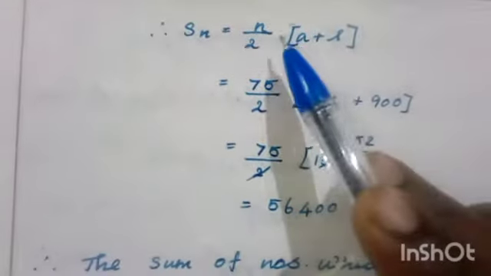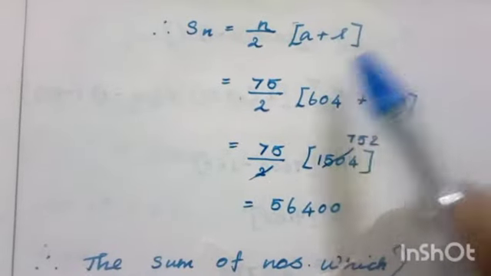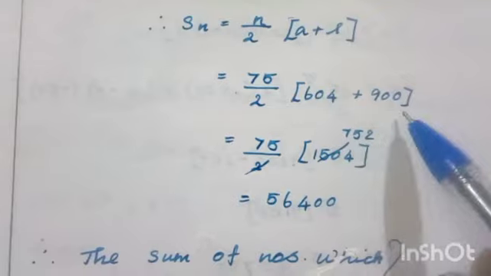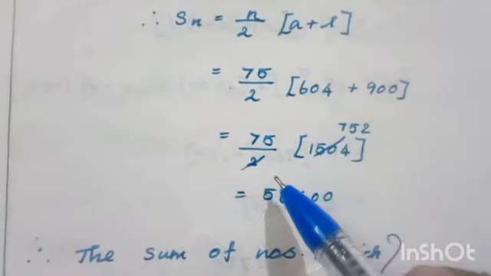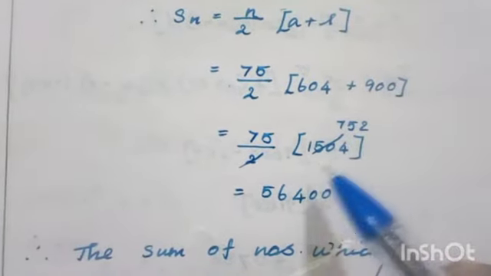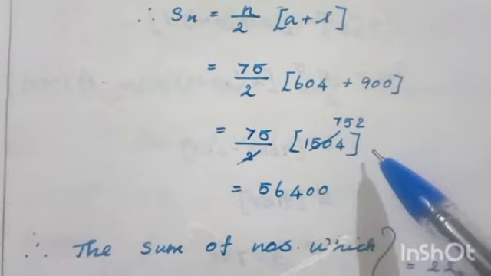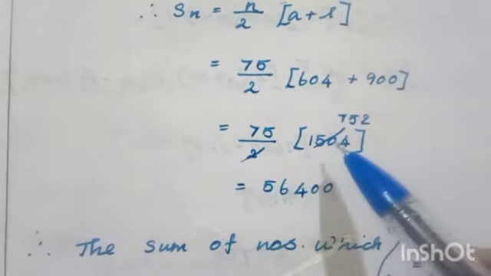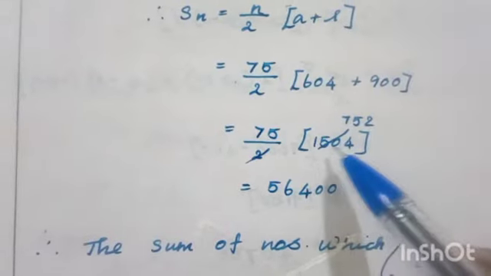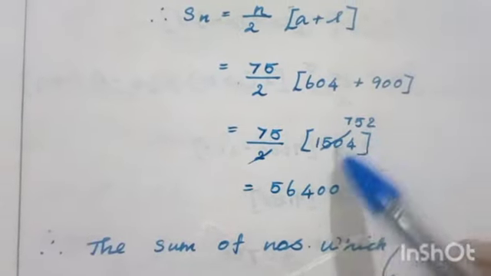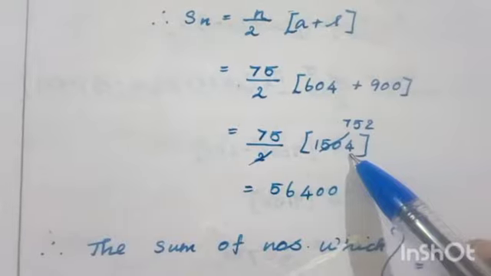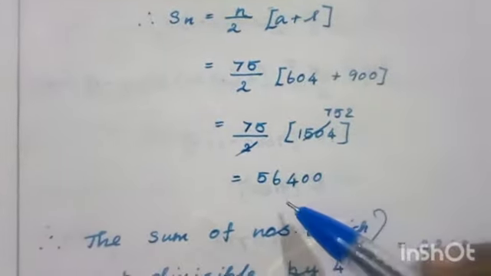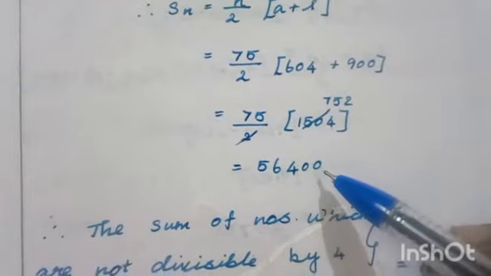Now Sn is equal to n by 2 into (A plus L). n we found, that is 75 by 2 into (604 plus 900). You have to add these two, that is 1504. 2 table is possible for cancelling. So 7 times, balance 1, 10, that is 5 times, 2 2s are 4. So 752. You have to multiply, you get 56,400.